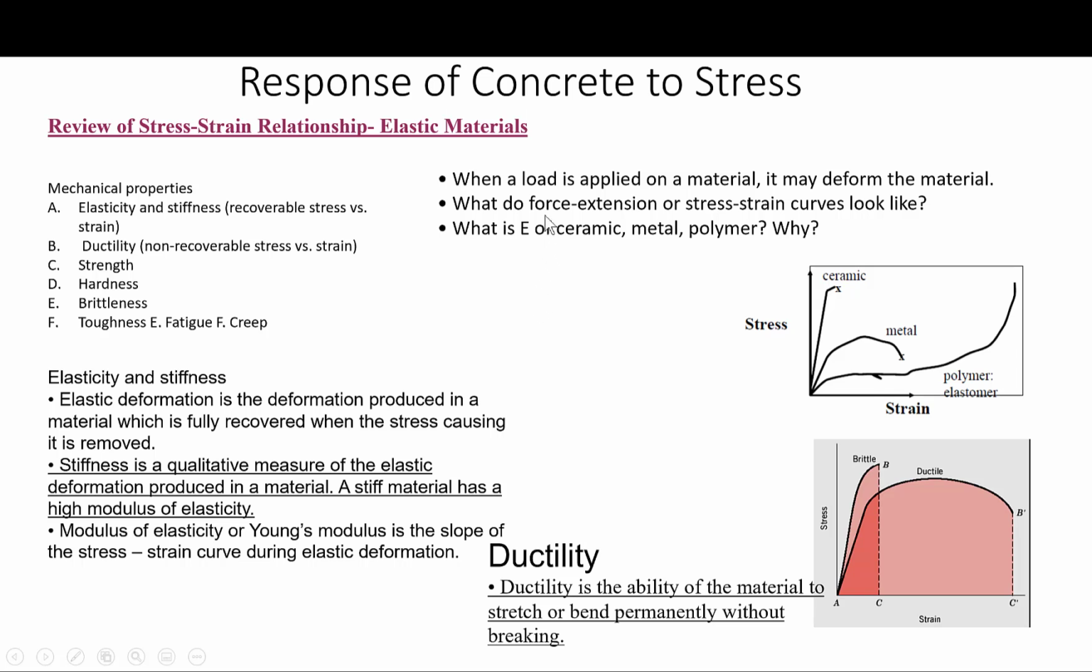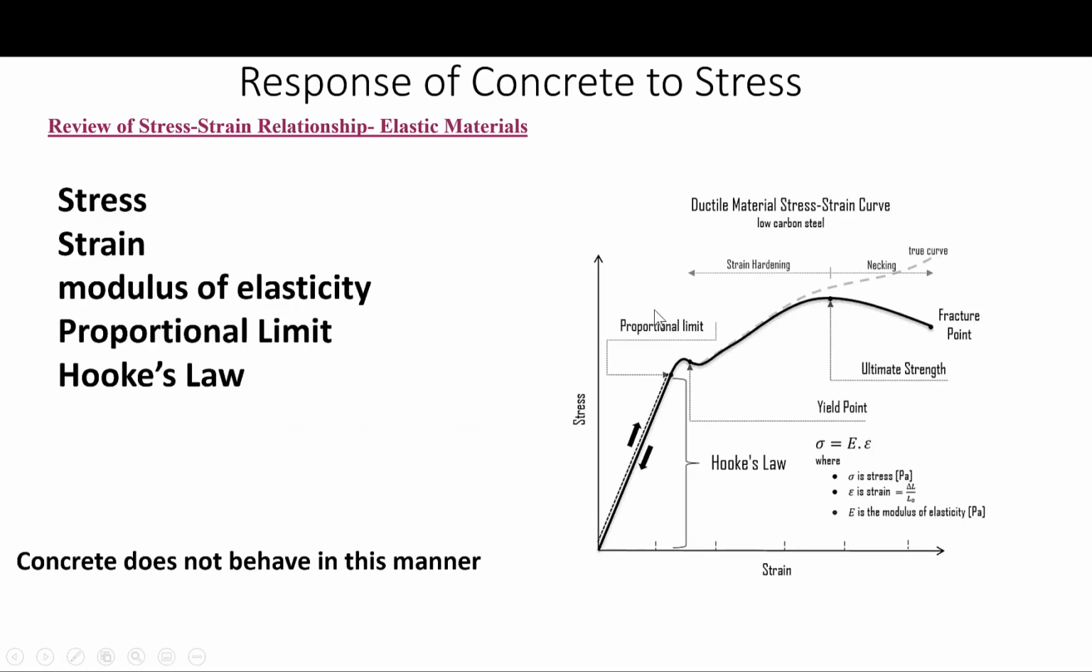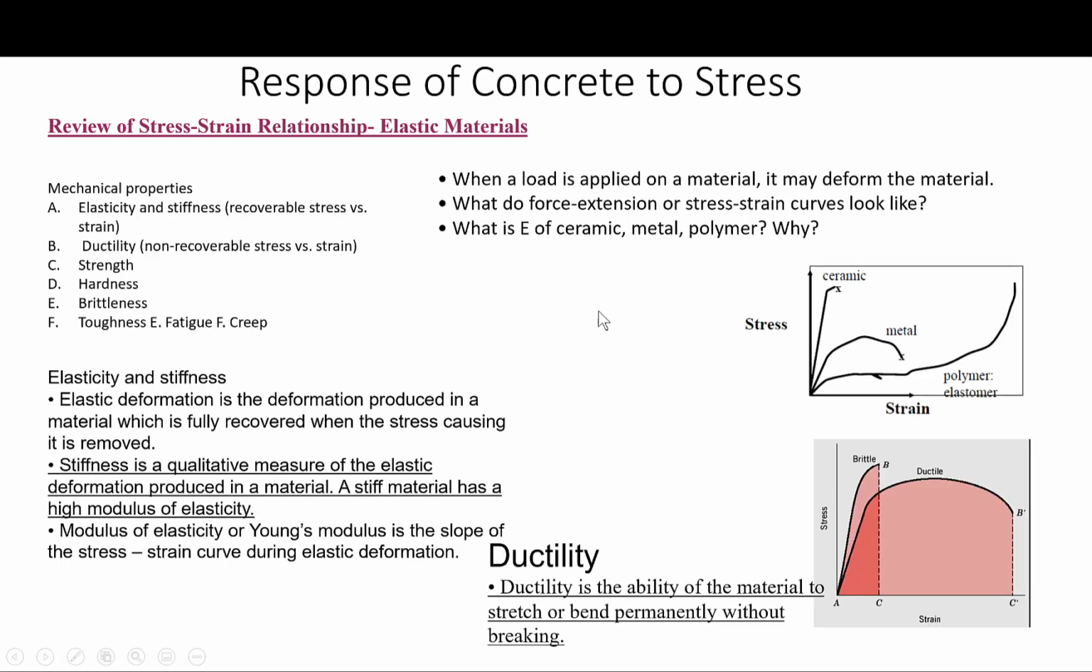Okay, so if we look at the behavior of materials, when a load is applied to a material, it may deform the material. Actually, it will, but depending on the load and the material, what do the force, extension, or the stress strain curves look like? And what is the modulus of elasticity of ceramic, metal, polymer? We saw for a metal what it is for a ductile material, but how is it determined, for example, for ceramic, a material like concrete, or for a polymer?